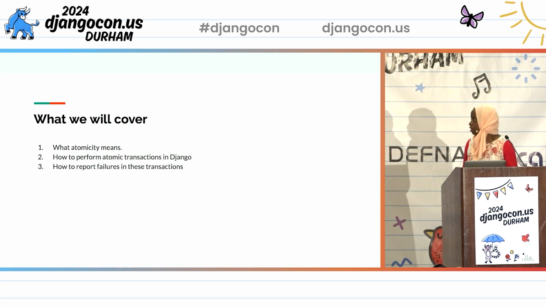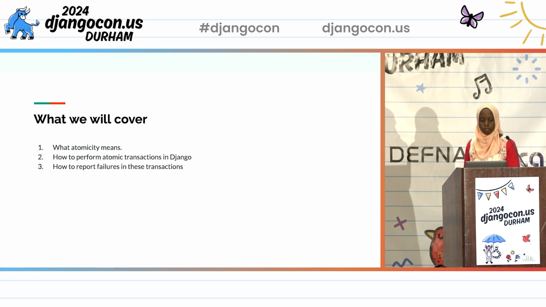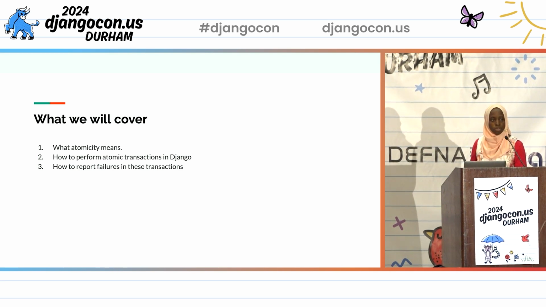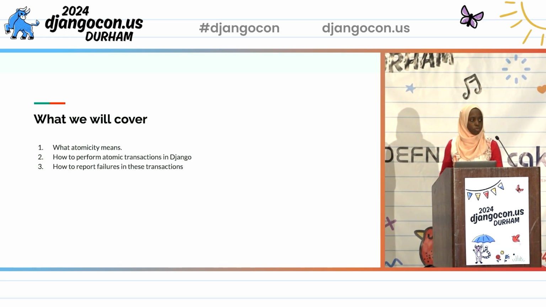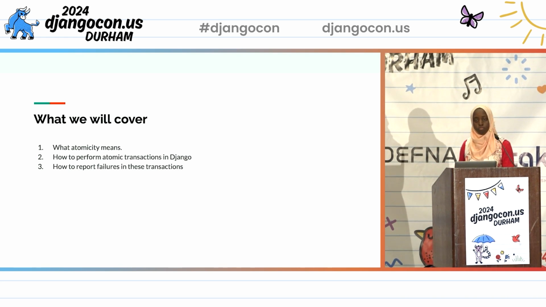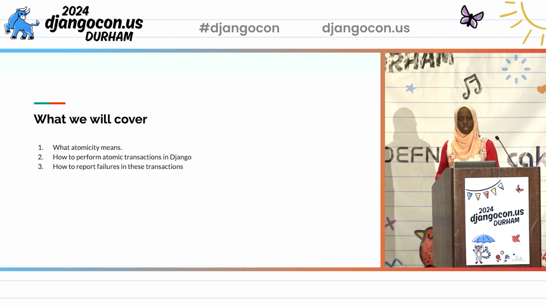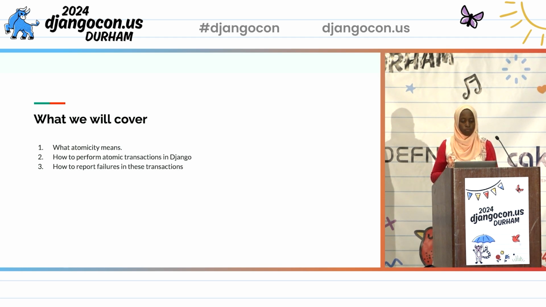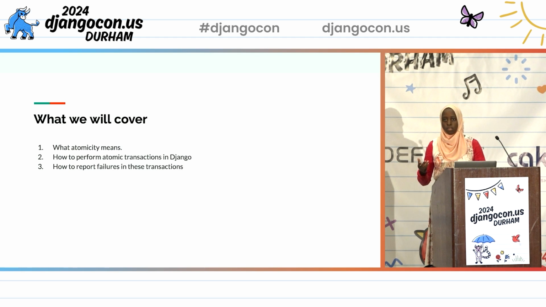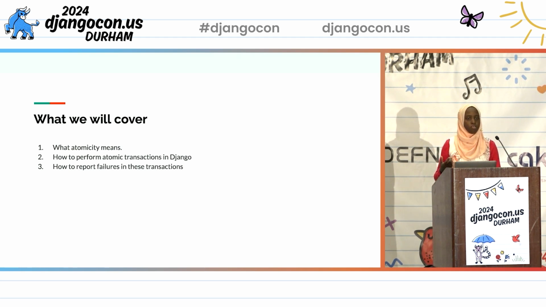We'll talk about atomicity, which is basically at the base of having reliable data, and how we can perform atomic transactions in Django. And then we will also see how to report failures in these transactions to help us both debug and also make sure that our transactions are reliable.